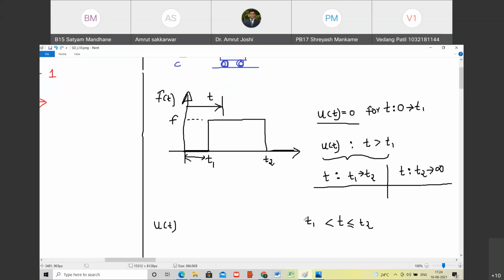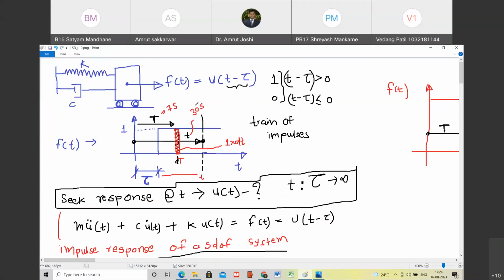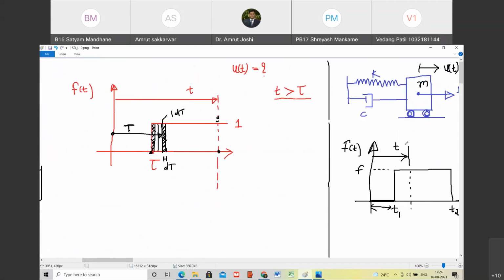Are you with me? Yes, sir. So your t lies somewhere here. So isn't it very similar to the earlier case? You want to find out the response at time t, which is between t1 and t2. So if I draw a line at t, it is going to intersect this step curve, and on either side the load has not dropped down to 0. Are you with me? Yes, sir.